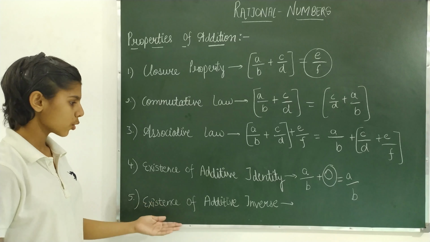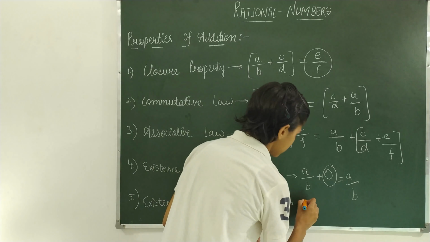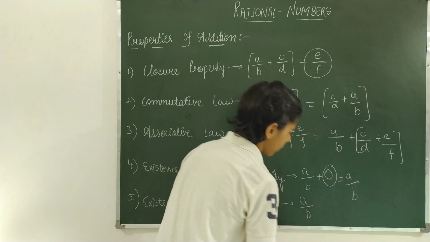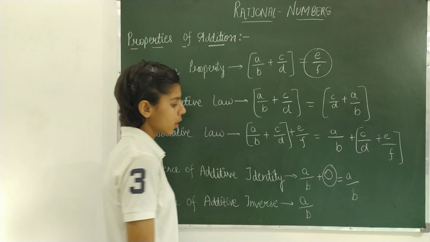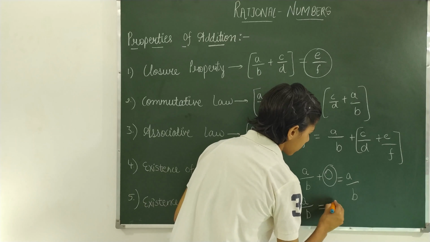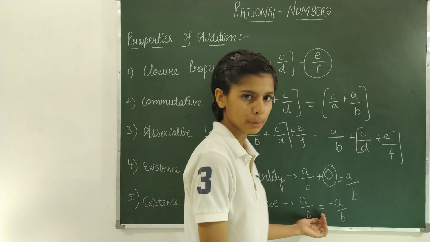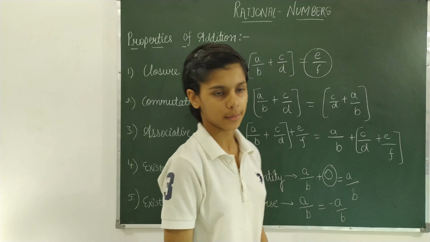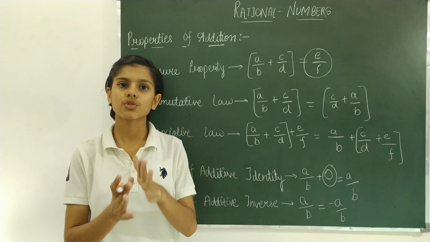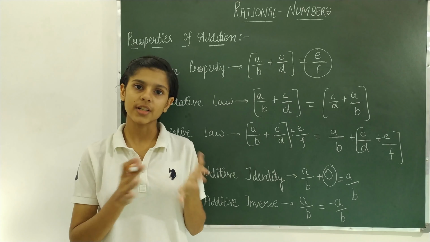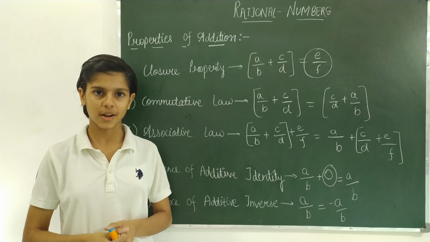Next is existence of additive inverse. Additive inverse means the opposite sign of that number. For example, a by b is there and I want the additive inverse of it. So the sign will be just opposite, minus a by b. If I have minus a by b, then its inverse will be a by b. Means if we want additive inverse, in simple words, we have to just opposite its sign. So these were some of the properties related to the addition of rational numbers.